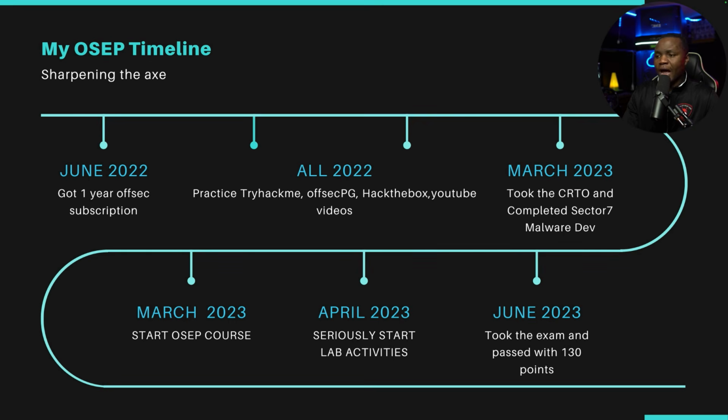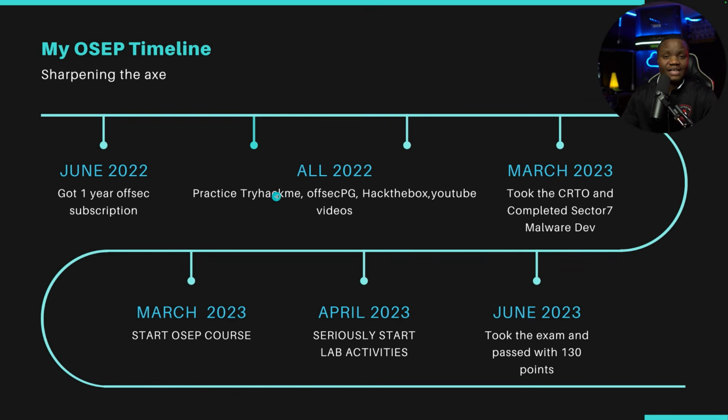So for me, I signed up for the course back in 2022. I was part of the OffSec 1 year subscription. So I had a subscription for 1 year. So I knew that I had from 2022 to June 2023 to get this done. And as you can imagine, when you have a 1 year subscription, it's easy to just say I'll do it later. And that's exactly what I did here. So in June 2022, I had access to the course.